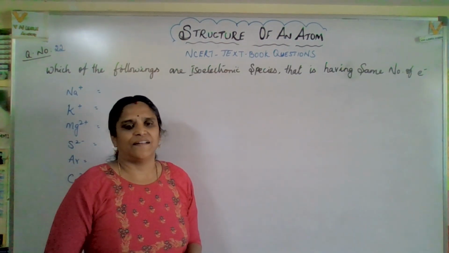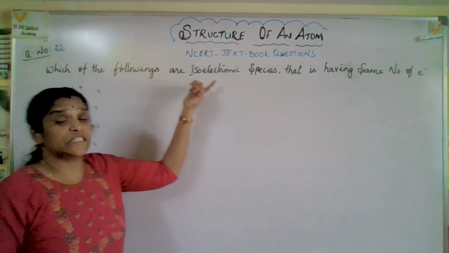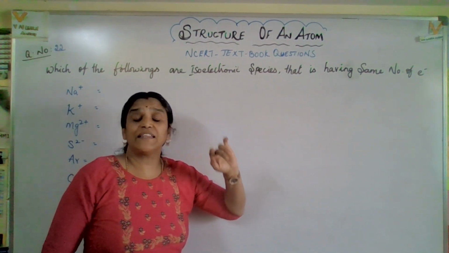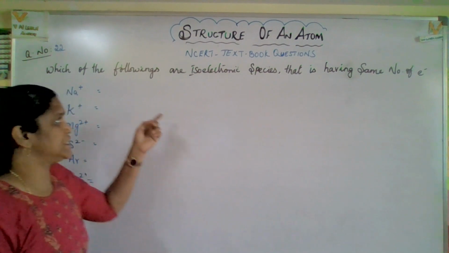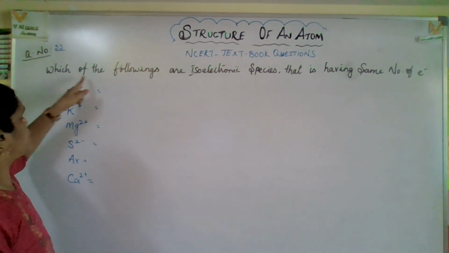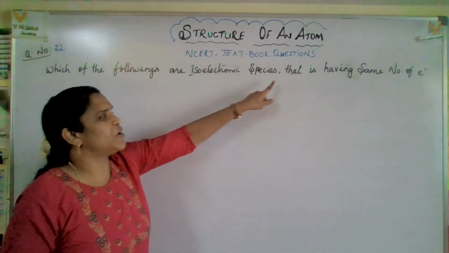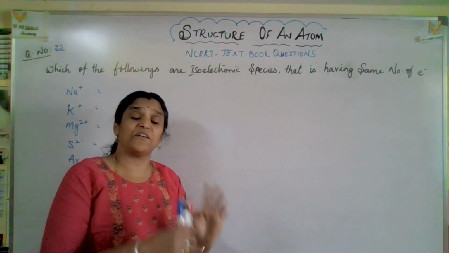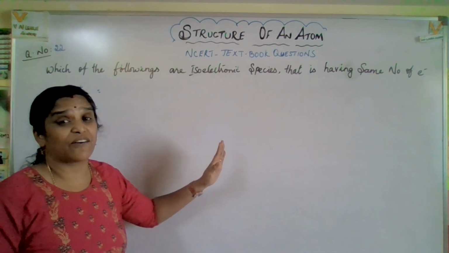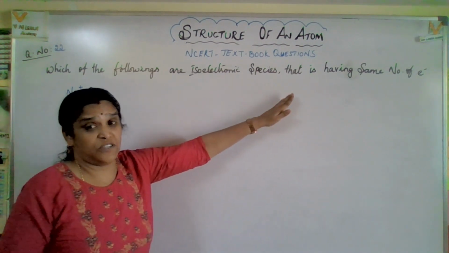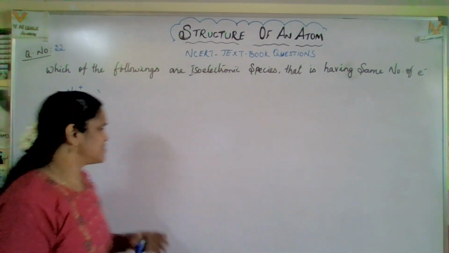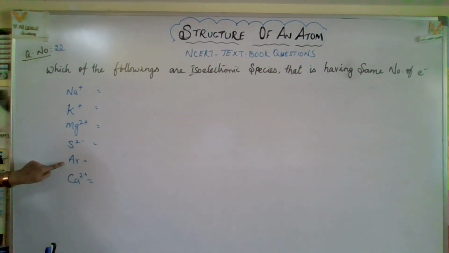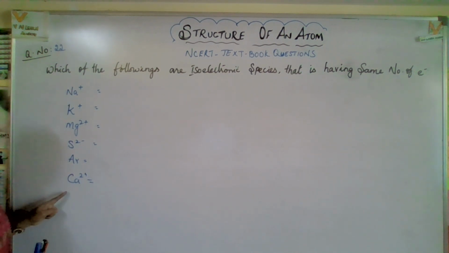Yes. The next question, it's really interesting. Isoelectronic species. Already we have watched this video. I will put that link in the description box. Please watch it. Which of the following are isoelectronic species? In the question only they mention that isoelectronic species have the same number of electrons. They have given: Na plus, K plus, Mg2 plus, S2 minus, Ar and Ca2 plus.